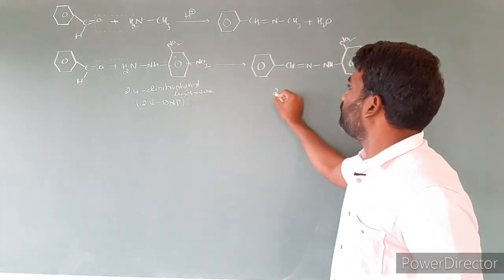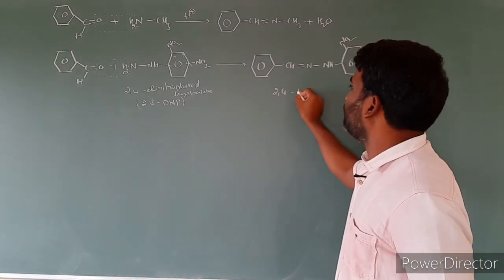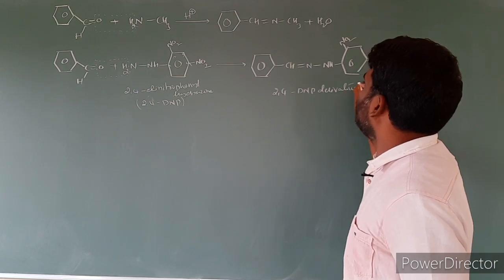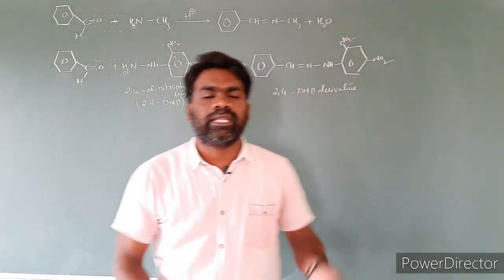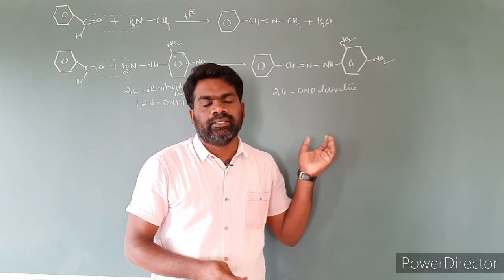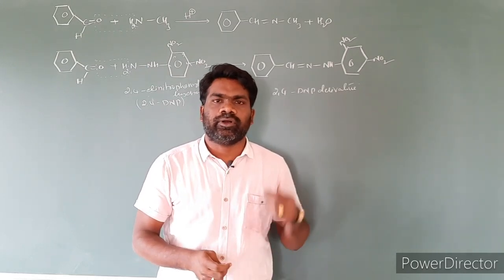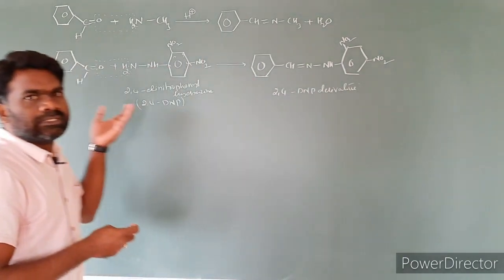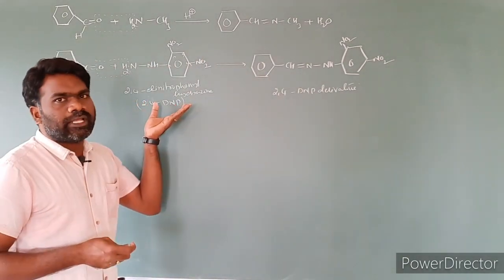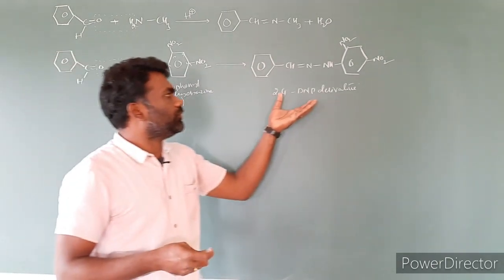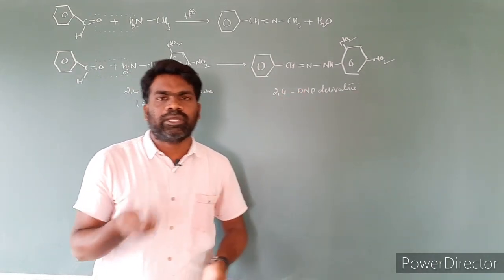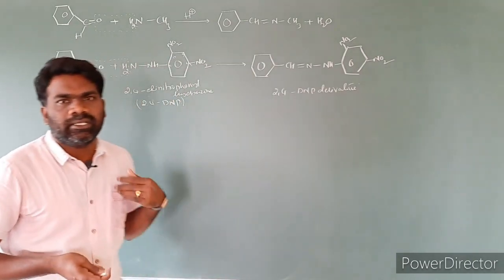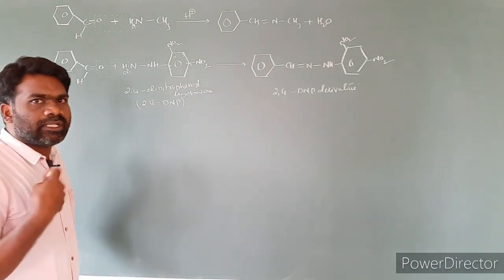This is a 2,4-DNP derivative. You will get an orange-red colored precipitate. Based on this test we are able to identify aldehydes and even ketones also. This test is called the 2,4-DNP test. Simply, aldehydes react with 2,4-dinitrophenylhydrazine to give the 2,4-DNP derivative, and the compound color will be an orange-red precipitate. Based on the color we are able to identify aldehydes and ketones.